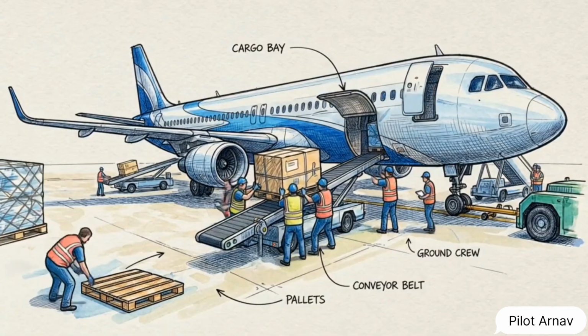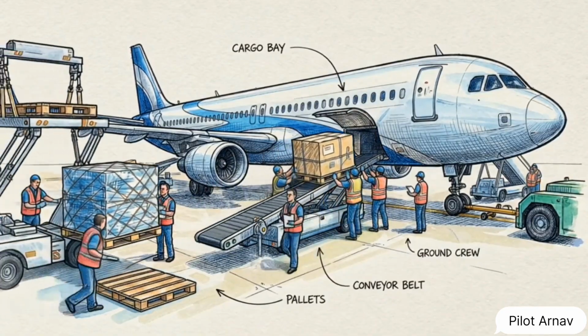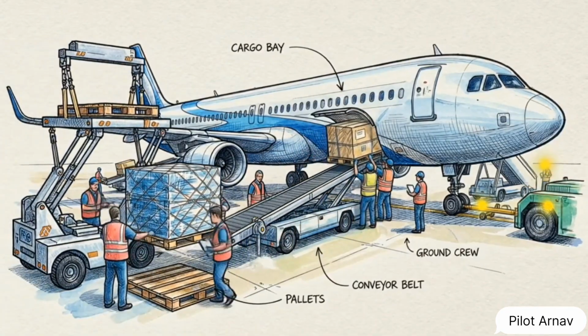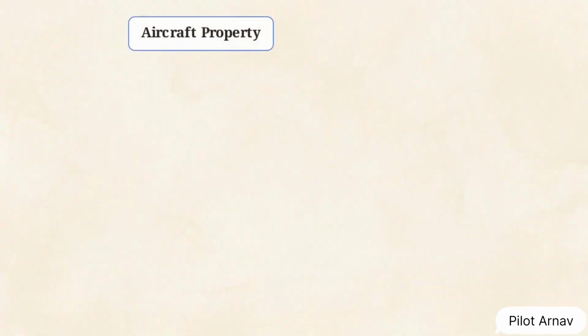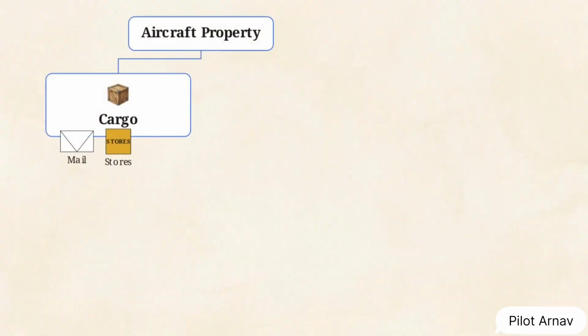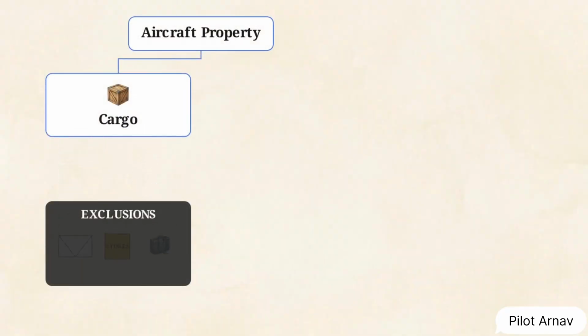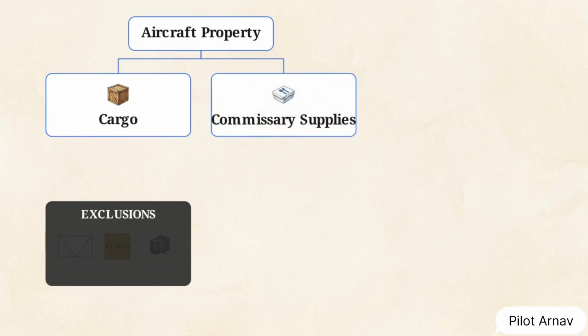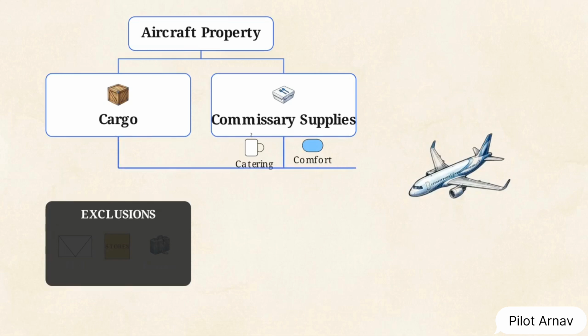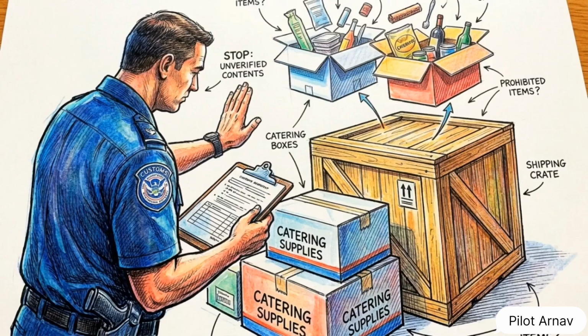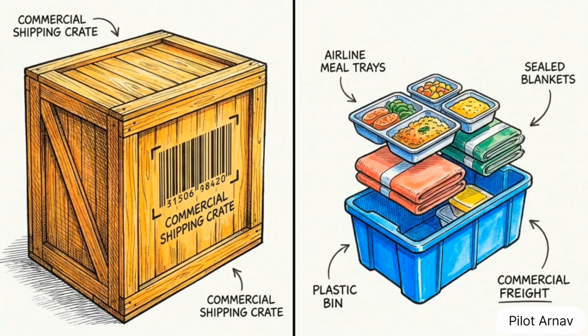To clear an aircraft quickly, regulations strictly categorize every single physical item loaded onto the airframe. This flowchart defines cargo, which strictly excludes mail, onboard stores, and mishandled baggage. A separate branch covers commissary supplies, items for flight crew use, catering, and comfort. Lading is placing these on board. Unlading is their removal. Establishing this rigid taxonomy prevents local customs agents from arbitrarily holding up a flight by debating what legally constitutes commercial cargo versus basic crew supplies.